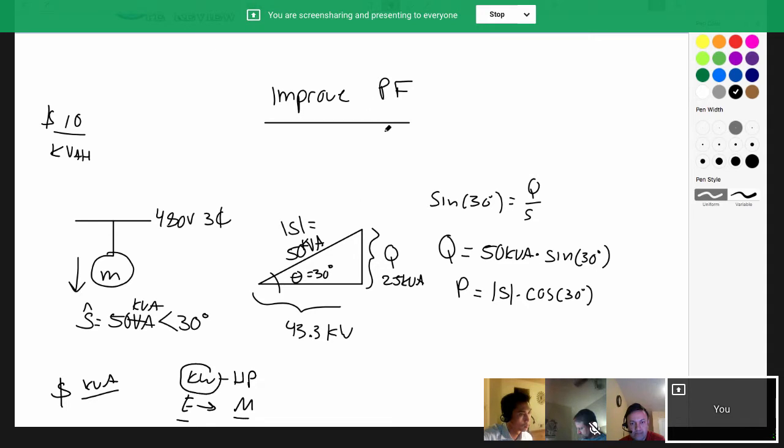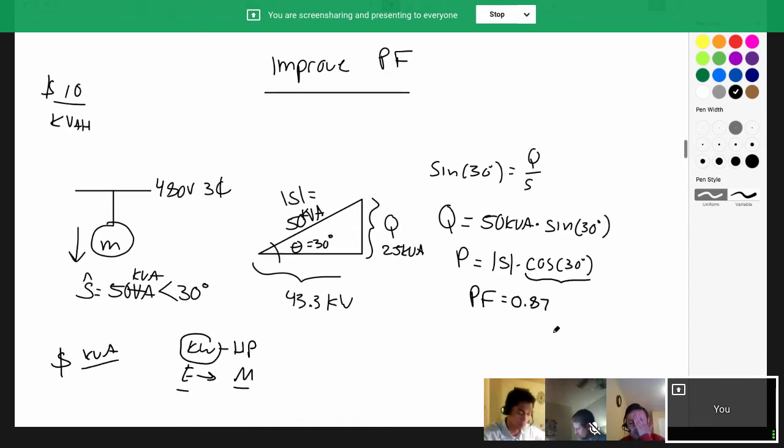So if I asked you to improve our power factor, would we need to increase this Q or decrease that Q? Decrease. Decrease, exactly. So really quick, someone tell me, what's the power factor of this motor? You can do cosine of 30, or you can do 43.3 kW over 50 kVA. 0.867 or 0.87. Yeah. So that's pretty good. In the real world, typically around 0.8 something is generally considered pretty good.